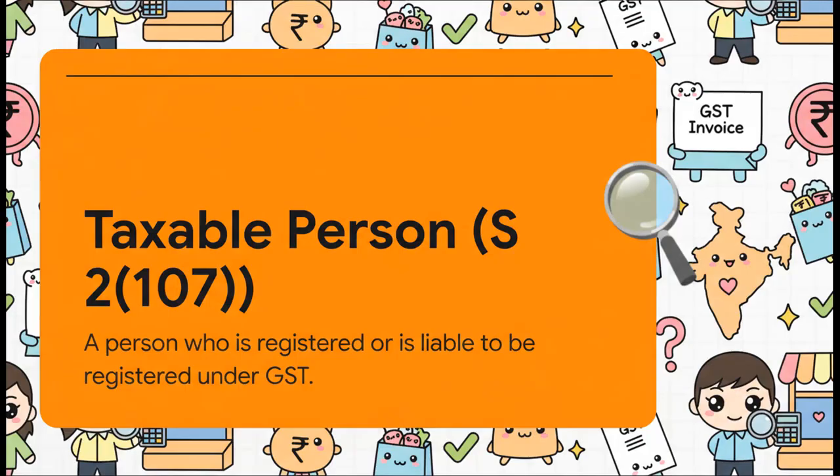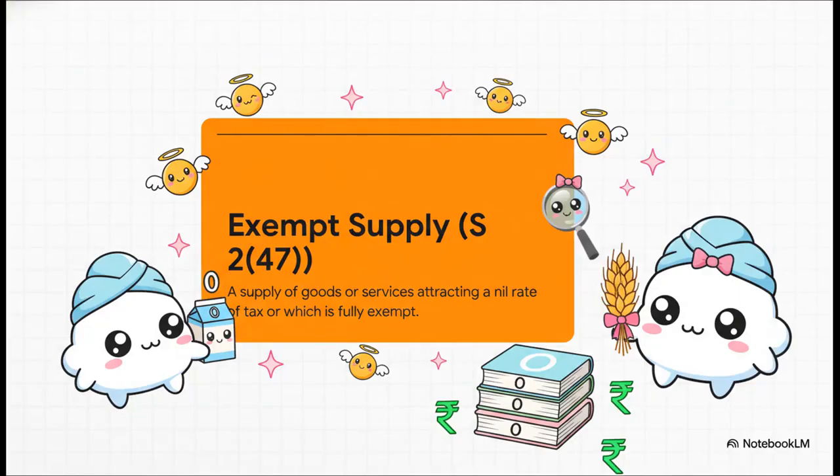So, first things first, who does this law even apply to? In the world of GST, they call this a taxable person, and all that really means is any business or individual who's either already signed up for GST or is legally supposed to be. Simple as that. And just as important as knowing what is taxed, you've got to know what isn't.